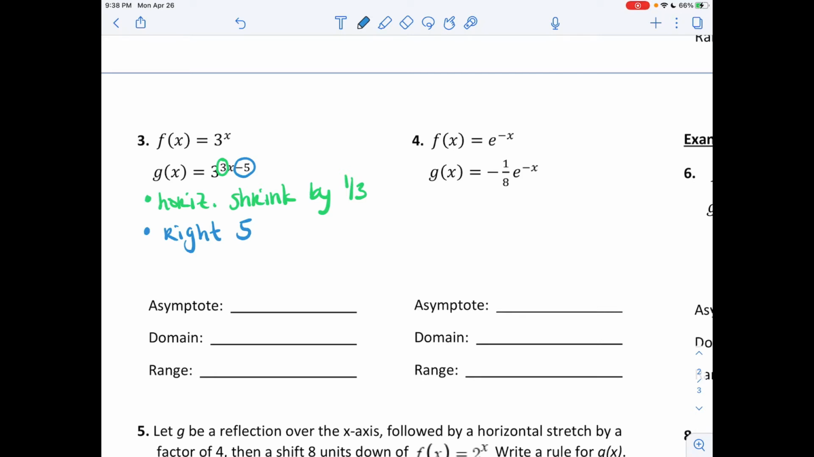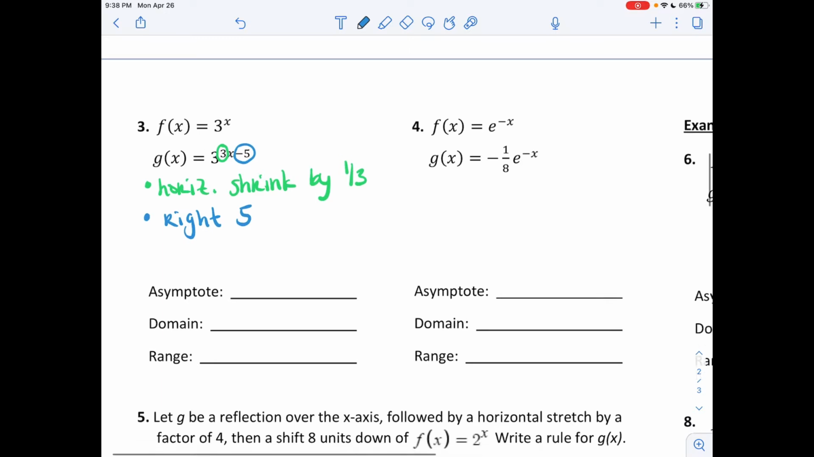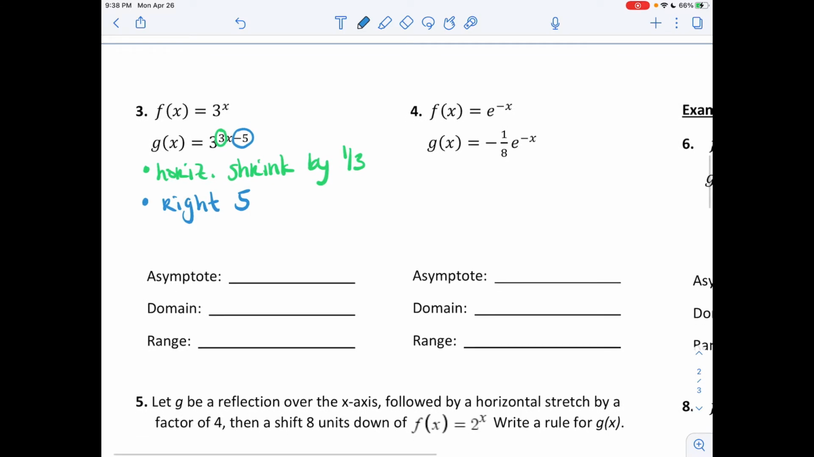Okay, so let's think about this. Have we moved vertically up or down? And the answer is no. So our asymptote doesn't change from what our original parent function would be. Our asymptote is at 0 still. Domain can't change. And my range, I haven't done anything to change my starting point for my y values. So my range is going to still be y greater than 0.